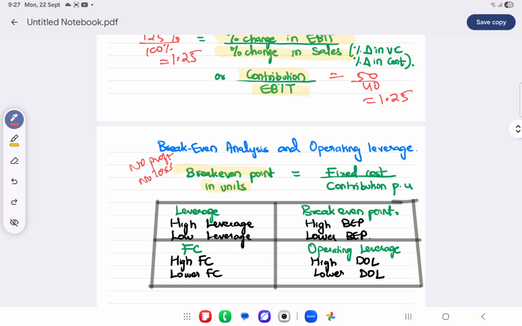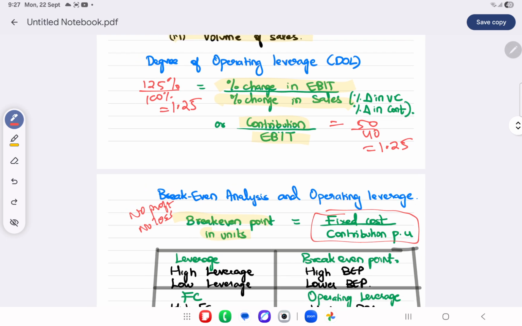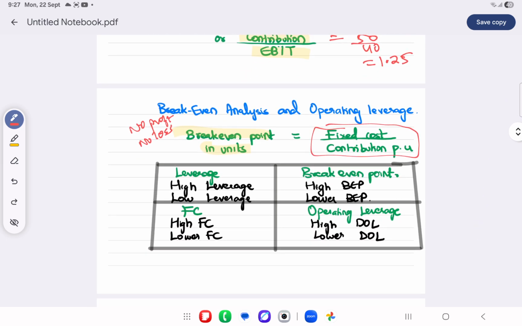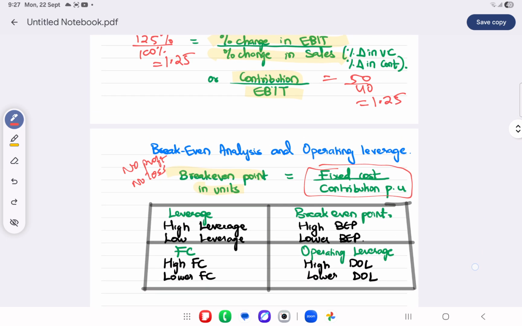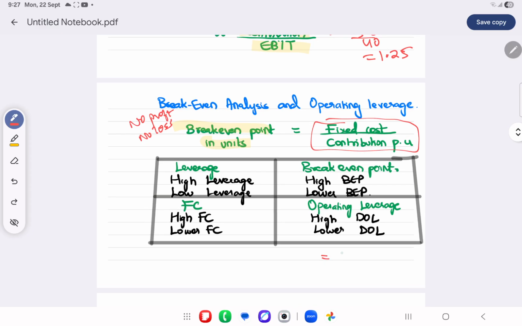So how will we get the break even point in units? Fixed cost divided by contribution per unit. So for our break even point, suppose our fixed cost in this case is ₹10.